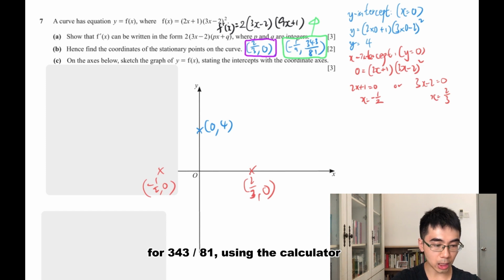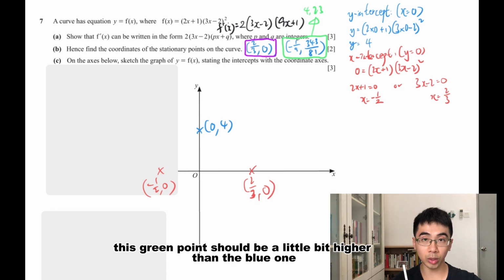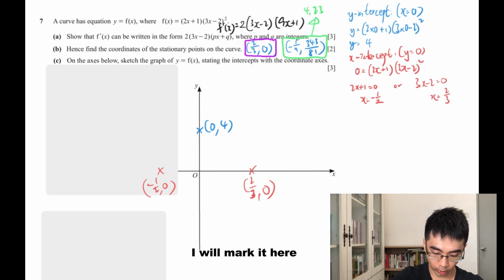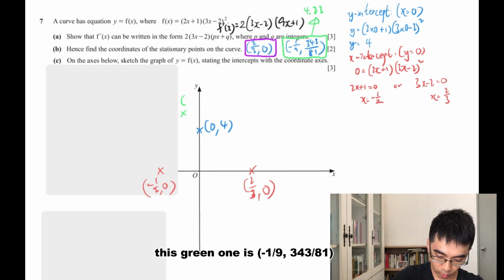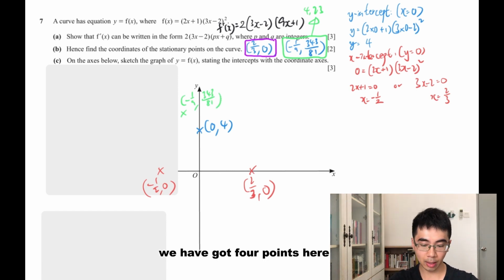So for 343 divided by 81, using the calculator, it is something like 4.23. So this green point should be a little bit higher than the blue one. So I will write here for this green one: negative 1 over 9, comma, 343 divided by 81. So we have got 4 points here.